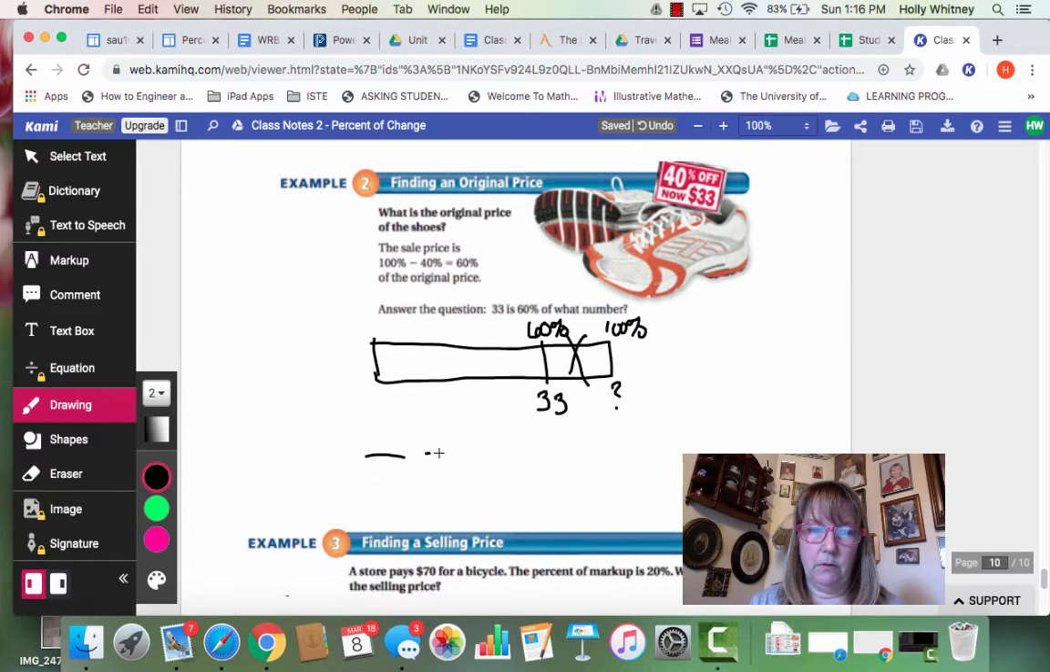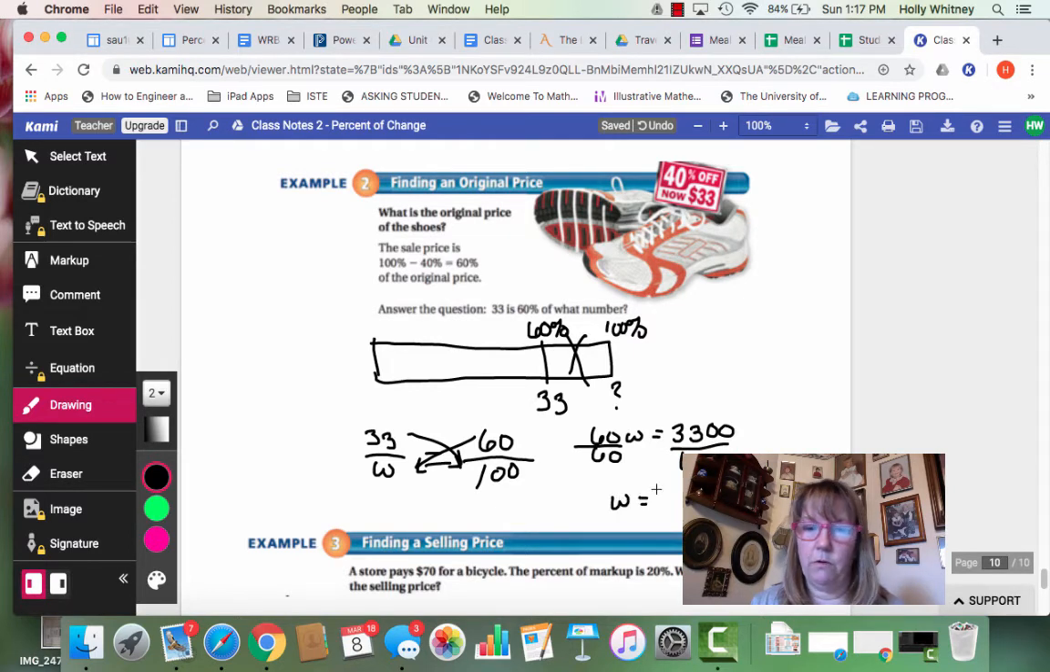So we want to find out: 33 is 60% of what number? Start with a percent proportion. We know that the part is 33, the part that's on sale. We don't know what the whole amount is. We know that we're paying for 60% of it, and the whole is always over 100. Since the variable is in the denominator, we're going to cross multiply. So we get 60W equals 3,330. I'm going to divide both sides by 60 so I can get W by itself. The whole amount, or the original price of the shoes, is $3,330 divided by 60, which gives me 55. So my original price of these shoes was $55.